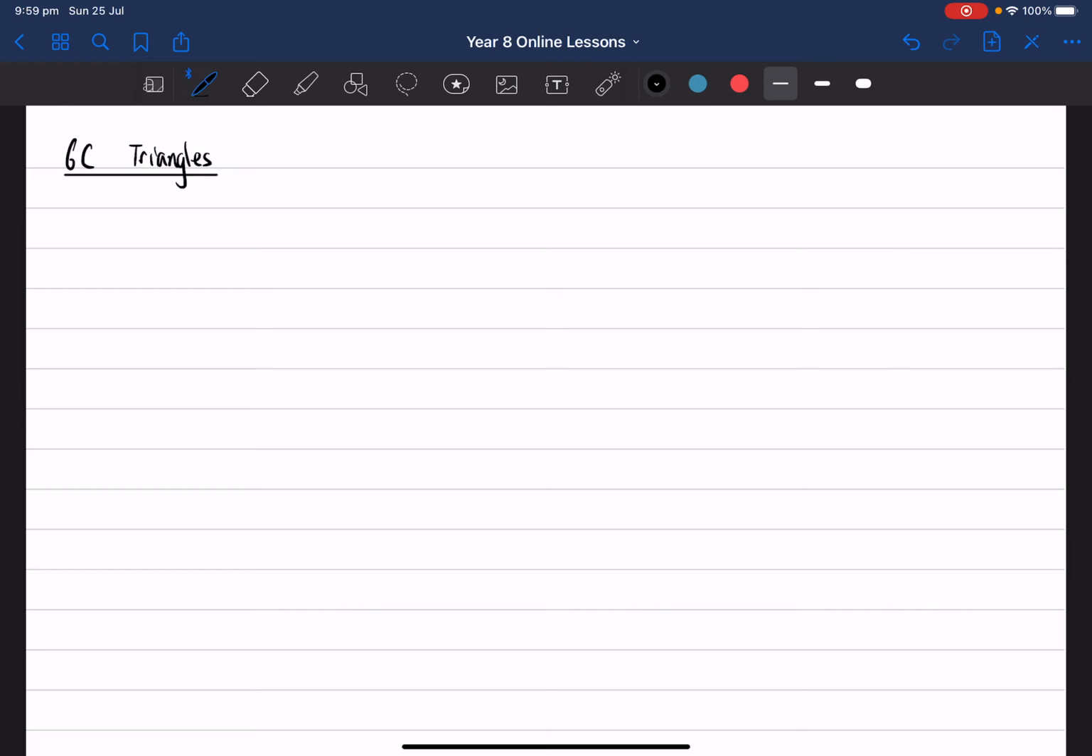All right, so firstly, a triangle is a three-sided shape. Everybody knows this from primary school studies, so this is pretty straightforward. A triangle is basically a polygon with three sides.